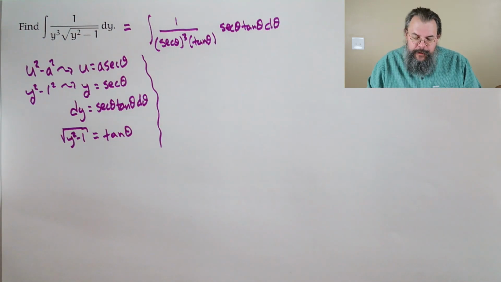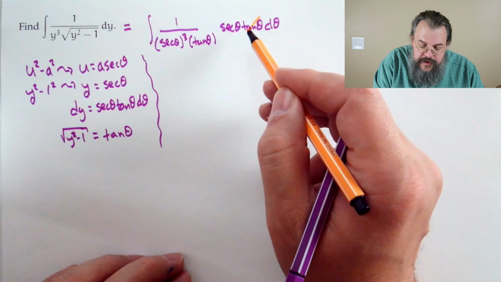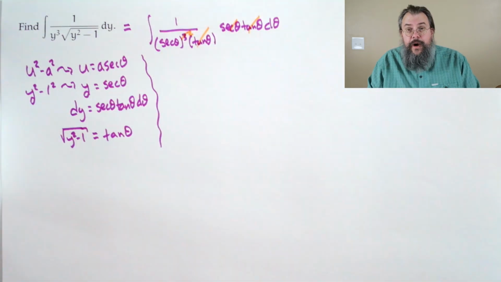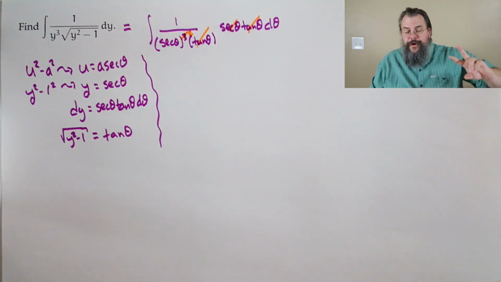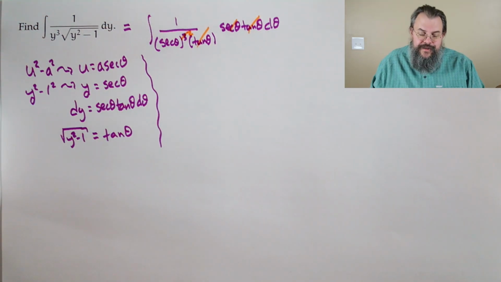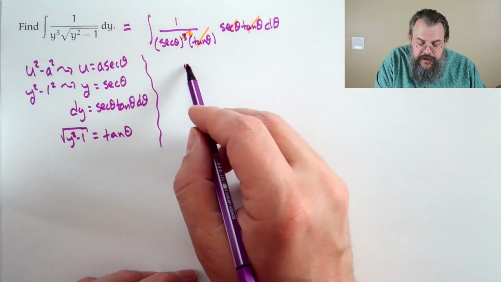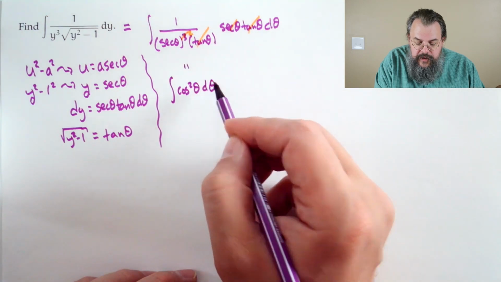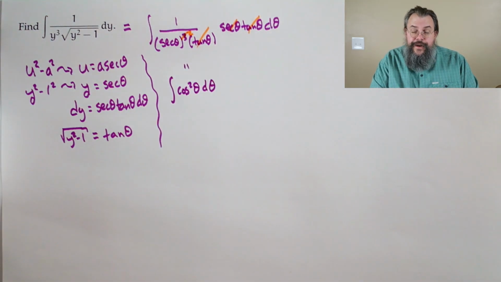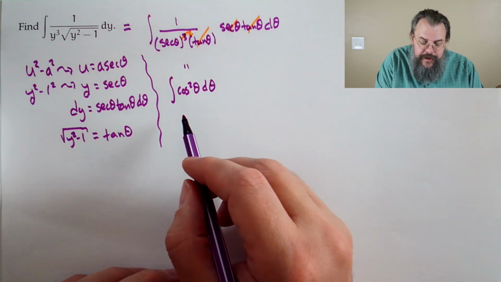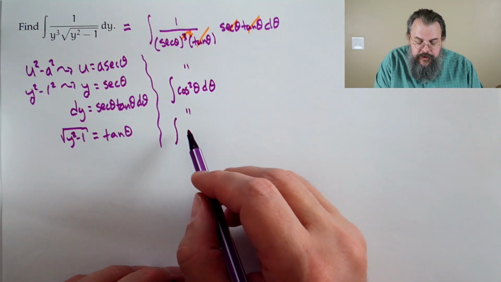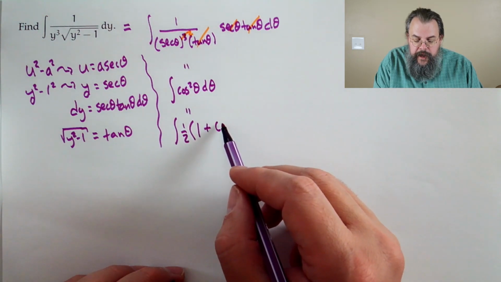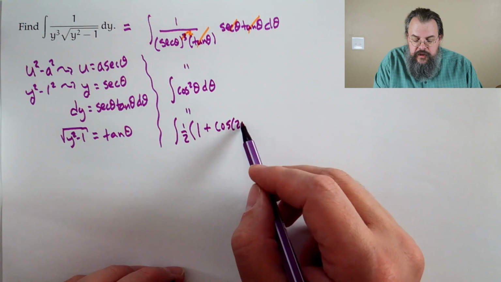Well, what are we seeing? We can do a couple of things. We can cancel off a tangent. We can cancel off one secant. So we really have a secant squared downstairs. But we flip that over, and secant squared becomes cosine squared. So now this is the same as integrating cosine squared. We know how to integrate cosine squared. We've done it before, in fact very recently. Power reduction: cosine squared is a half times 1 plus cosine 2 theta.